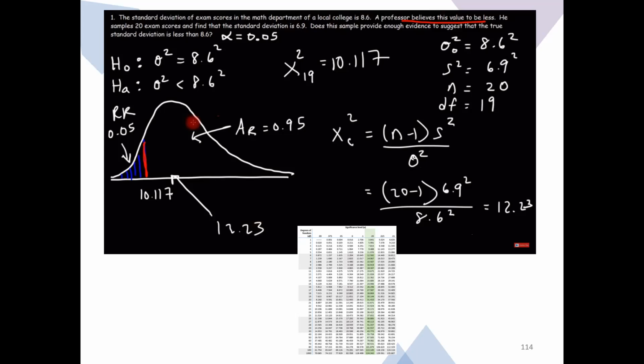And I go into the table and I come up with a critical value of 10.117 based on a 95% confidence level. So that's where the 10.117 comes from. I'm only looking at the left side of the graph. And I could see where the rejection region is, and my calculated number using the formula is 12.23. So I know that it's not in the rejection region. So I cannot reject the null hypothesis.